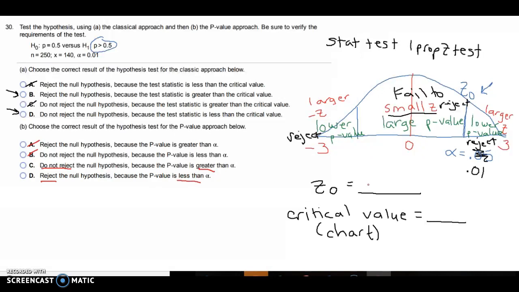than alpha. So when you run that same test, you don't have to run it again, you're going to get the p-value. You're going to compare that number to alpha, which in this case was 0.01. If the p-value is smaller, you reject. If the p-value is larger, you fail to reject.